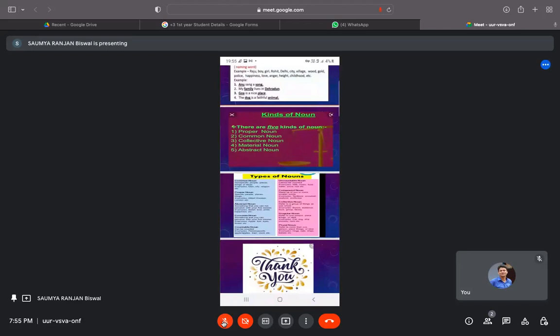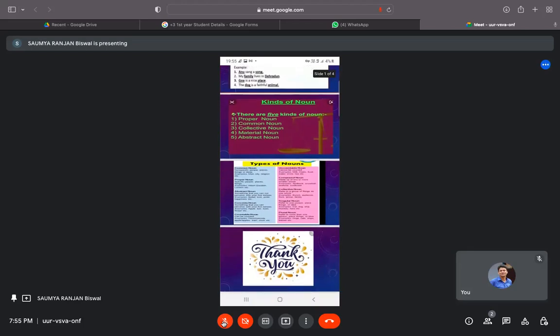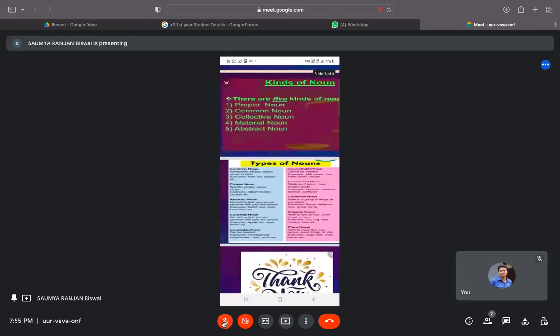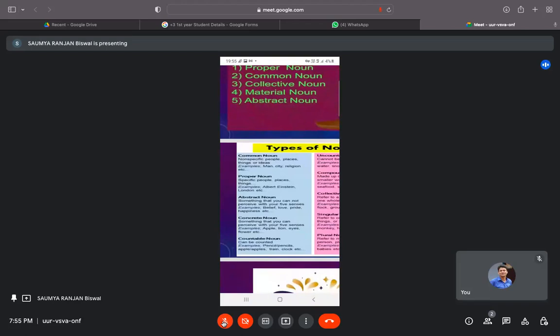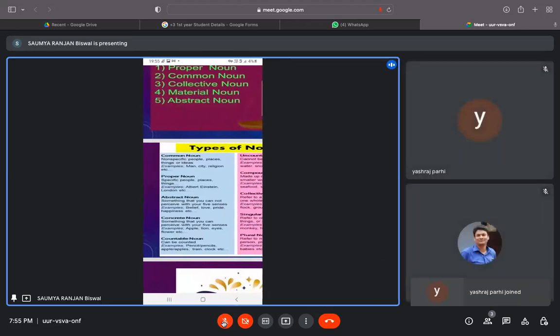Mainly there are 5 kinds of nouns. They are proper, common, collective, material, and abstract. These are the kinds of nouns that are used in grammar. Next are the types of nouns. In common nouns, we generally do not name any particular person, thing, or object.